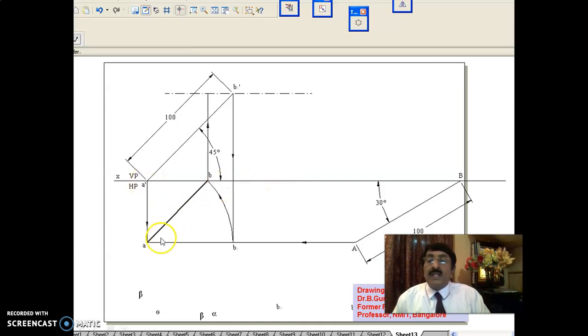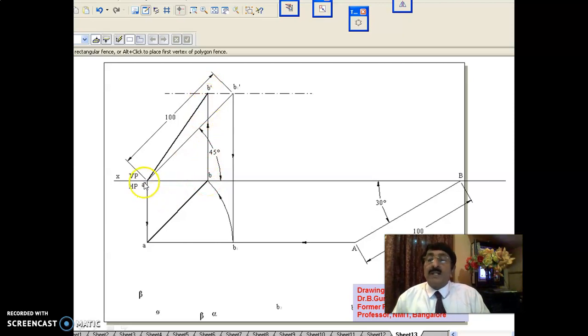Now you see here, draw this, and you get the top view of the line. Once you get the top view, take the projector up, and you get the front view of the line. Now you see here, the end A of the line is on HP, correct? Some distance in front of VP. End B is on VP, some distance above HP, correct?